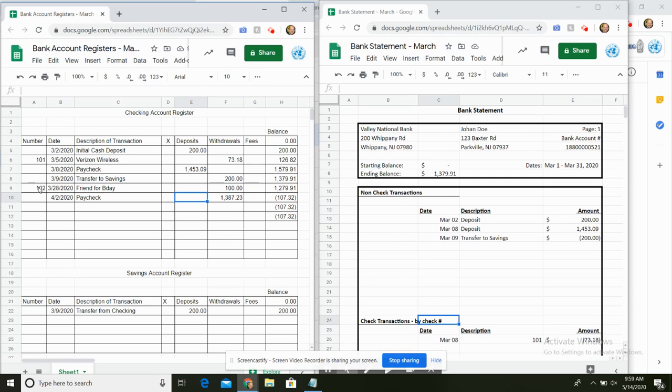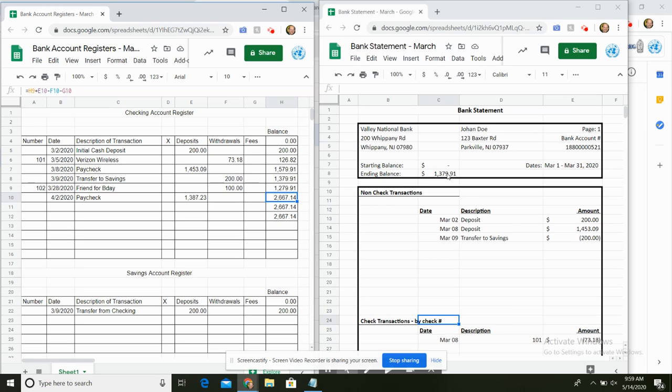Not good, right? Put in the wrong place. 1387.23. All right, so you can see how this can easily mess up. So you need to be careful about where you're putting your information in. Okay, so here we have $2,667.14. That's what I think is in my account. What does my bank say I have?